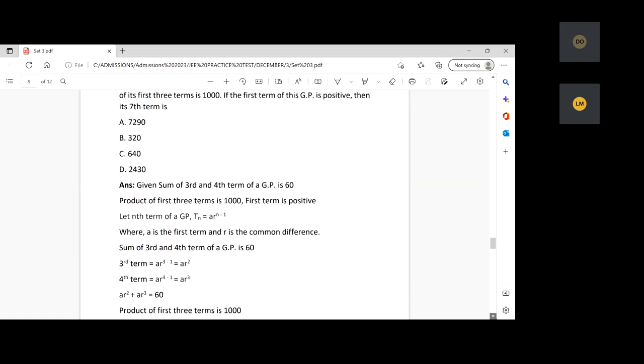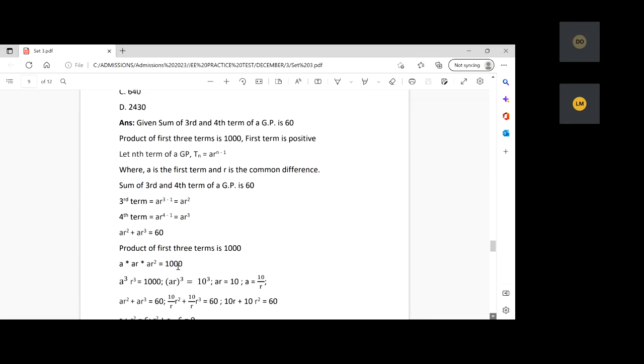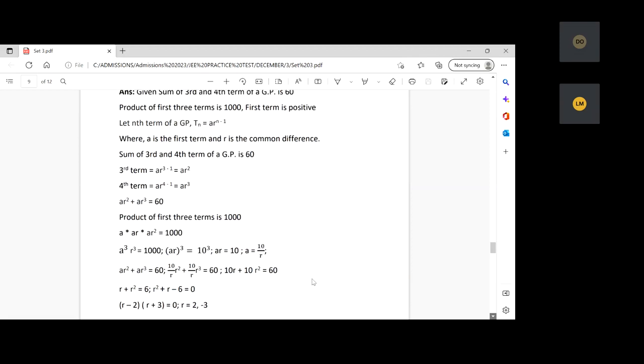So what about the third and the fourth term? AR square and AR cube. So their sum is 60. What about the product? It will be A into AR into AR square. So this will be 1000. So this will be A cube R cube. Once you solve these two, you can get the values of R and A. You'll be able to find out the unknown, maybe any value. So solve for R. Up to you.